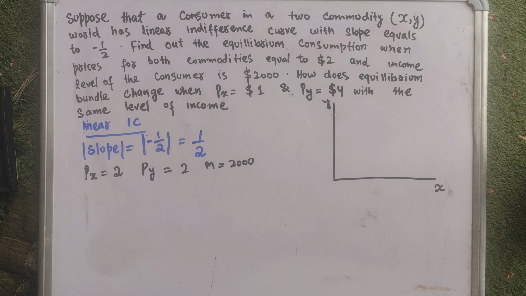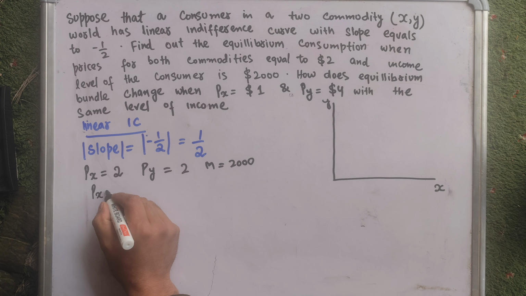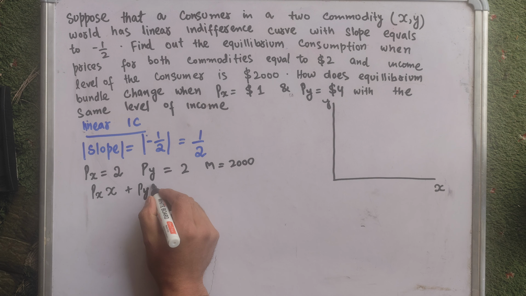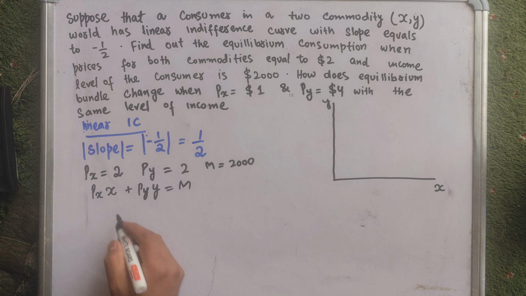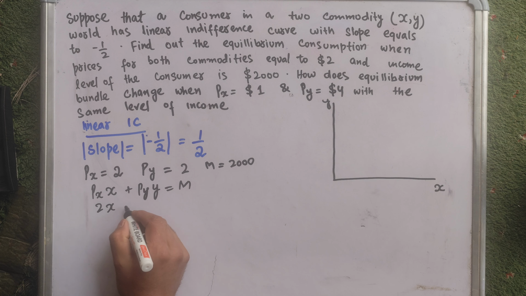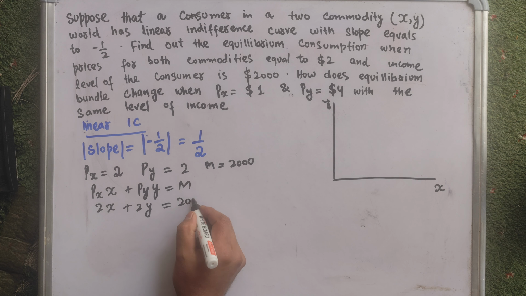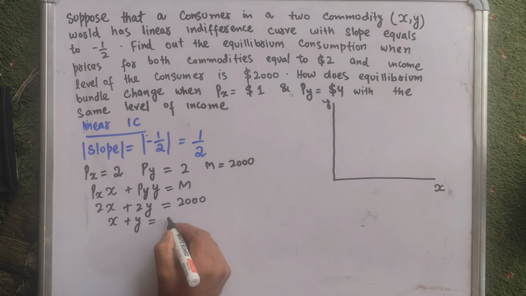Okay, let's construct the budget constraint, that is price of good X times units of good X plus price of good Y times units of good Y should be equal to the income of the consumer. So we have 2X plus 2Y is equal to 2,000. Dividing both sides by 2, we get here X plus Y is equal to 1,000.